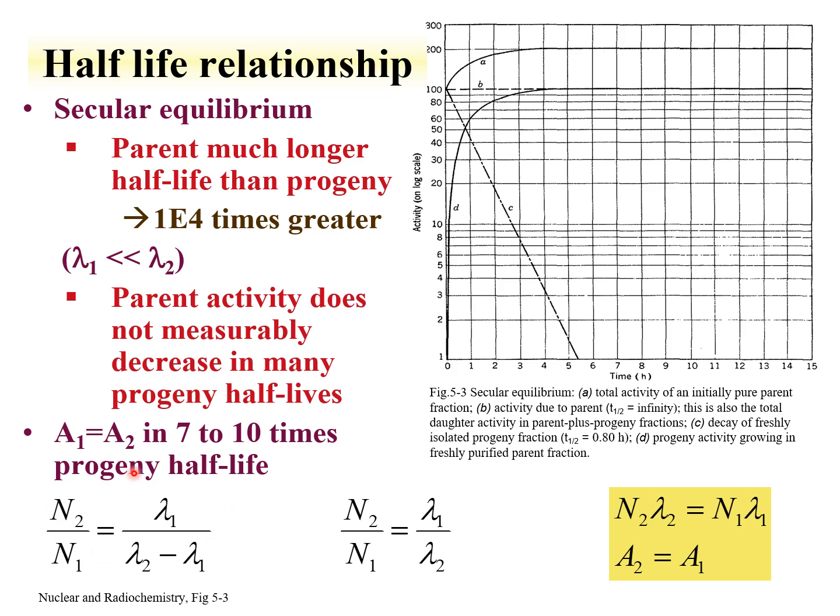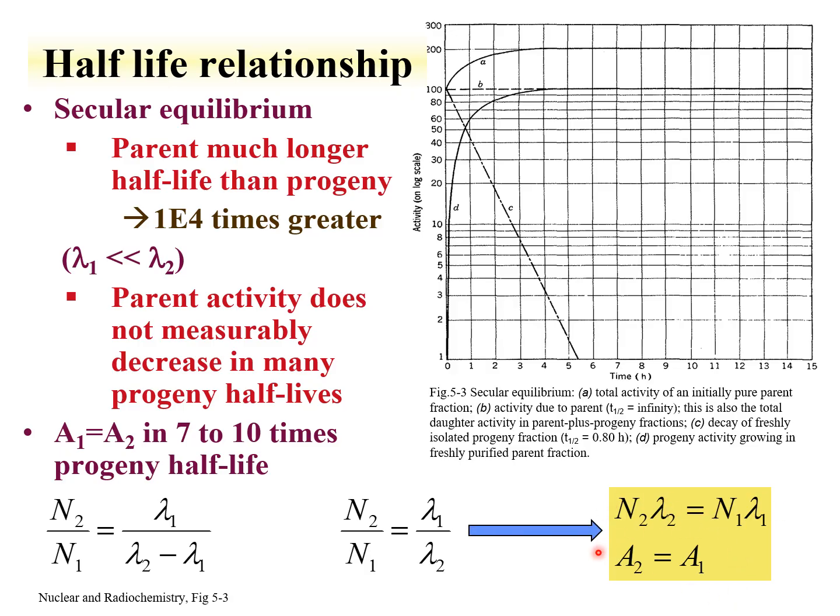And lambda 2 minus lambda 1. Lambda 1 is a very small number. It's fundamentally just equal to lambda 2. So we get these relationships where N, the number of progeny atoms, divided by the number of parent atoms is just equal to a ratio of the decay constants. And we actually see that what we get over time is that the activities of the two become constant.